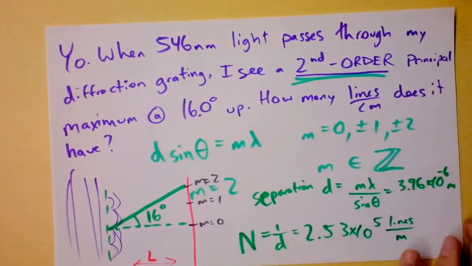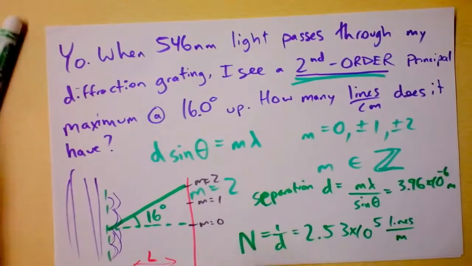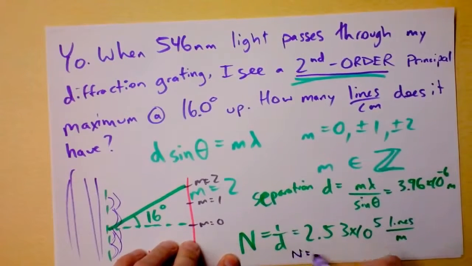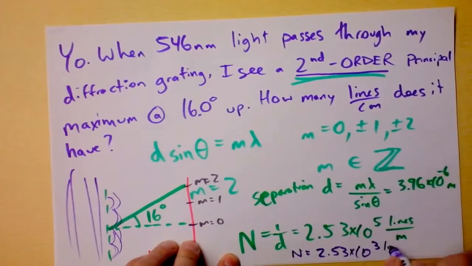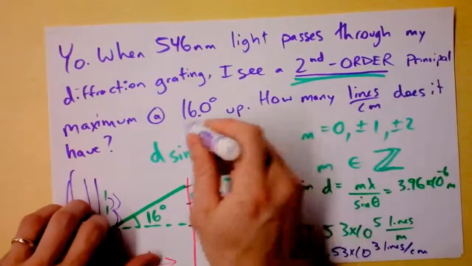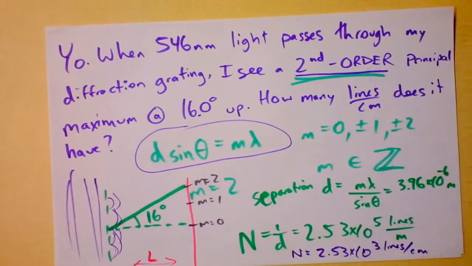lines per meter. That wasn't what they were asking. They were asking for lines per centimeter. So do we expect more lines per centimeter or fewer lines per centimeter than we have lines per meter? Well, think about that. Okay, I'm going to write it in new units. N is 2.53 times 10 to the 3rd lines per centimeter. All right, that's the problem. Nothing to it. You can handle all these diffraction grating problems because they are really simply diffraction problems, just with a much simpler kind of diffraction.